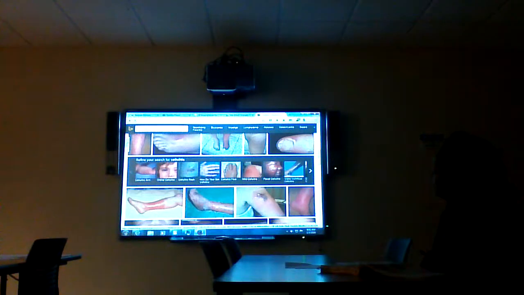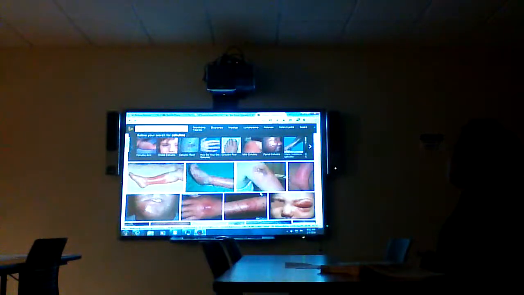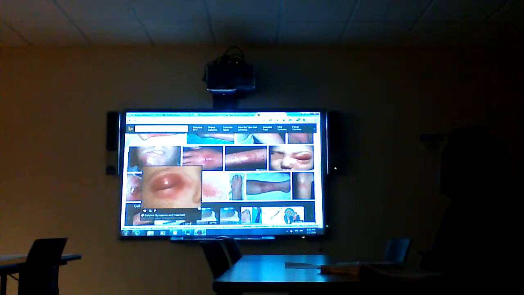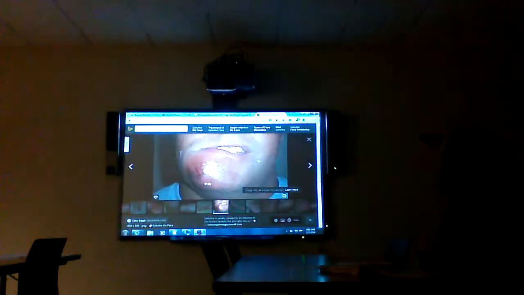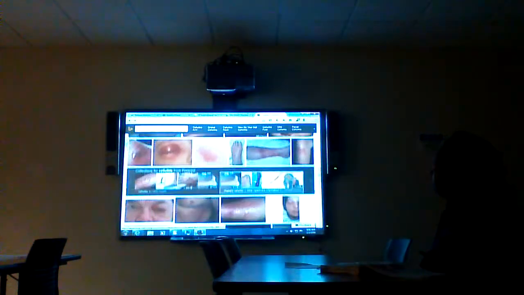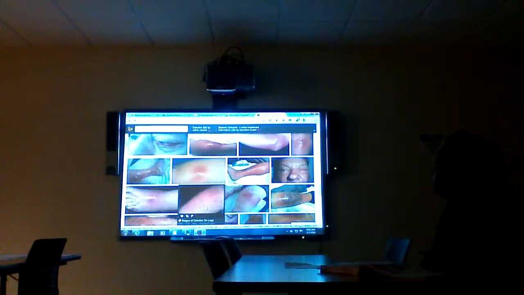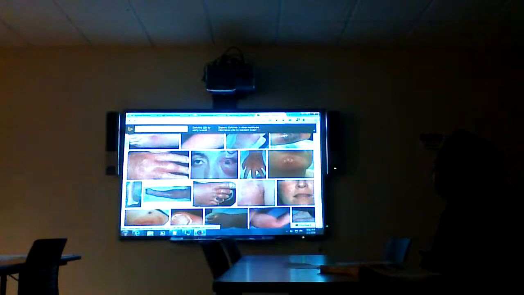Basically you have fluid that has accumulated underneath. Will she be able to use her eye again? Yeah, one day. See how all of that swelling is fluid. If you were to pop that, white fluid would come out. Sometimes you get it in your eye. Would they pop that? No, they would have to drain it. They would drain it, but they wouldn't pop it.